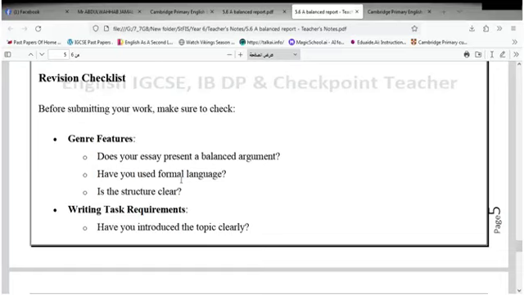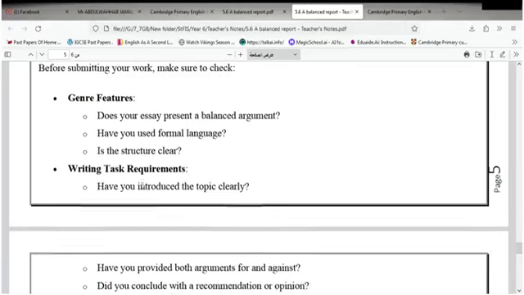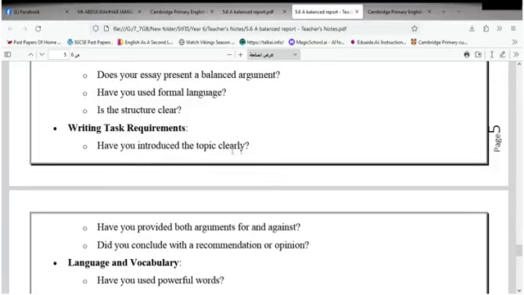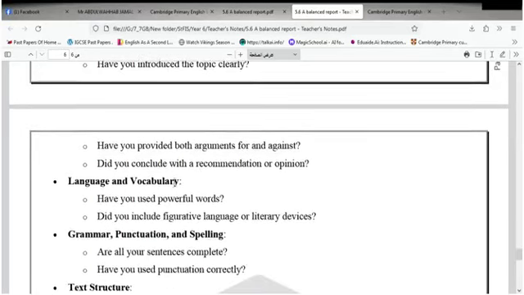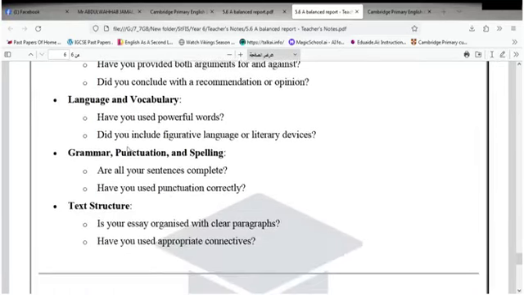Ask yourself, checklist. Does your essay present a balanced argument? Have you used formal language? Is the structure clear? Have you introduced the topic clearly? Have you provided both arguments for and against? Did you conclude with a recommendation or opinion? Have you used powerful words? Did you include figurative language or literary devices? As much as you can. Okay? As much as you can.